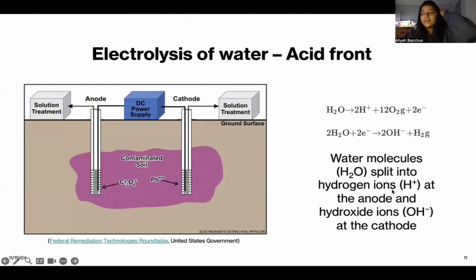This reaction is what creates an acid front at the anode, altering the pH levels, making the area near the anode more acidic and the area near the cathode more basic. This acid front is what's used to help mobilize certain contaminants for extraction.